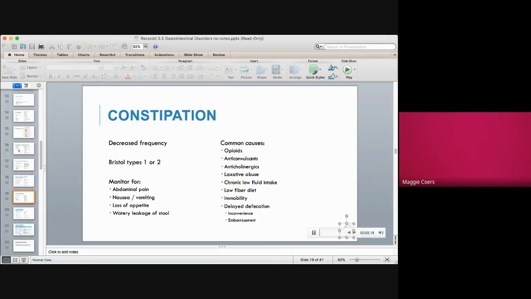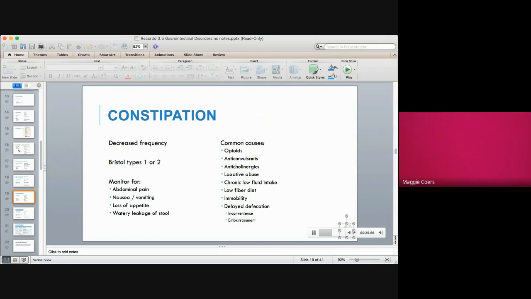All right, so constipation. Constipation is one of the most common GI symptoms older adults have. It's decreased frequency of BMs. It's a Bristol stool type 1 or 2, or any stool that's hard to pass. With constipation, we really want to monitor for things like abdominal pain, usually on the left side. Patients may have nausea or vomiting along with it, but usually the vomiting only happens if there's an obstruction or severe constipation. A universal sign for people who are constipated is decreased appetite.